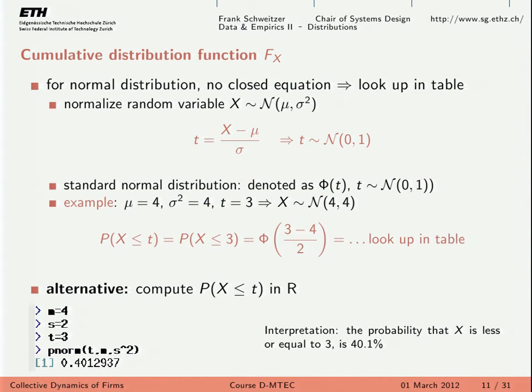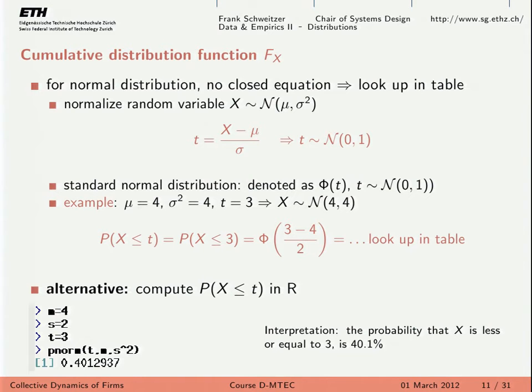I doubt that anyone still has these table books, right? No one has it. So therefore, we use the same in R. Yeah? In R, it takes us like 15 seconds. So, of course, we have to tell R what's the mean value. Mu is 4. What is the sigma? Not the sigma square. The sigma is 2. And what is the t?